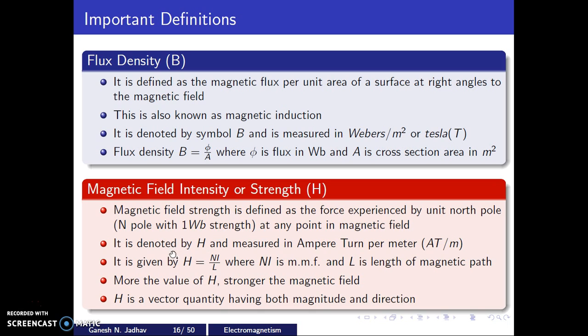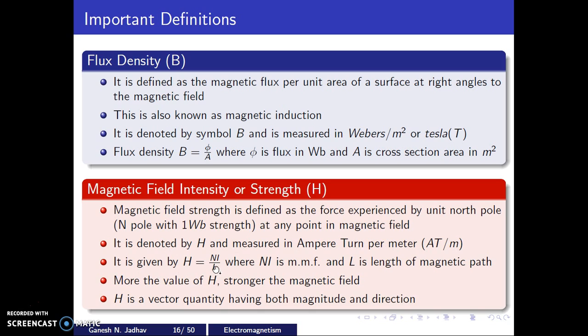It is denoted by H, and it is measured in terms of ampere turn per meter. Obviously it is a strength, so ampere turn, that is MMF, is a work done. So work done divided by length, which is measured in meters. So ampere turn per meter is the unit.